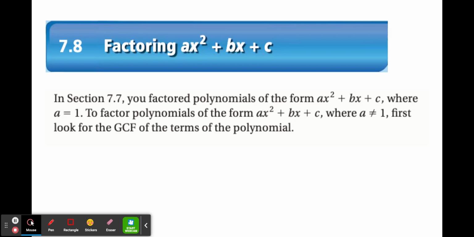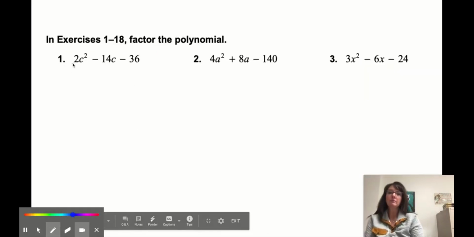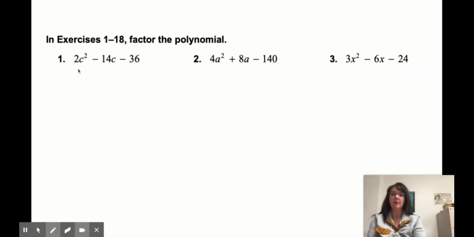So we want to first look and see if there is a greatest common factor, or GCF, of the terms of the polynomial that we can factor out first before we begin working with our factoring. All right, let's work through some examples and see what happens. These first three are looking for the greatest common factor. We're getting very close to being able to factor completely.